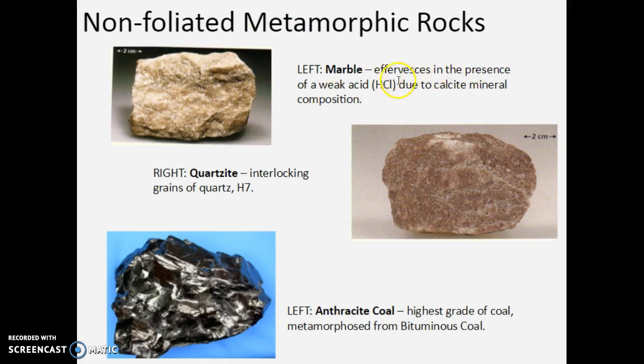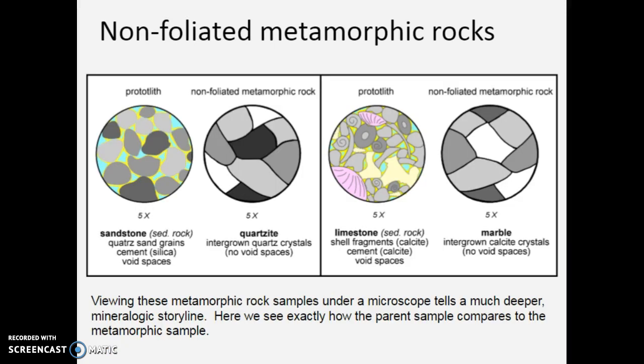My non-foliated metamorphic rocks include marble. These effervesce in the presence of weak acid. Due to calcite, it would be vigorous effervescence. Quartzite has interlocking grains. Quartz has a hardness of 7. And we have anthracite coal, the highest grade of coal. It's generally clean coal. It's metamorphosed from bituminous, the next lower grade of coal.